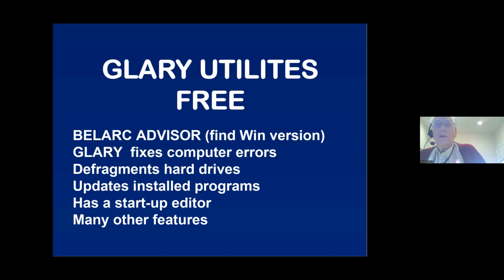Belarc Advisor, another free program, is free for private use. If you're using it for a business or for school or government, then you have to pay for it. But it's free for private use, as is Glary Utilities Free. That will tell you what version of Windows you have, and whether it's 32-bit or 64-bit. The 32-bit versus 64-bit has to do with how long words can be, and hence letters. You can run a 32-bit program on a 64-bit machine, but not the other way around.